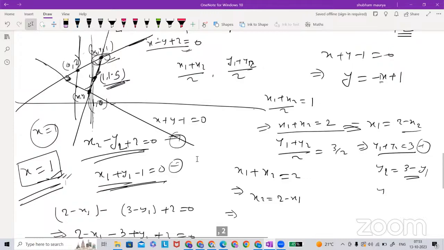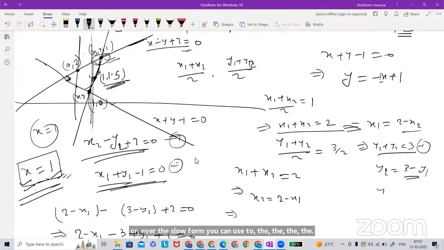This equation will come. Sir, can you explain how x minus y plus 2 is equal to 0 has a slope of 2? I couldn't understand that part. Sir, how do we calculate the slope here for x minus y plus 2?